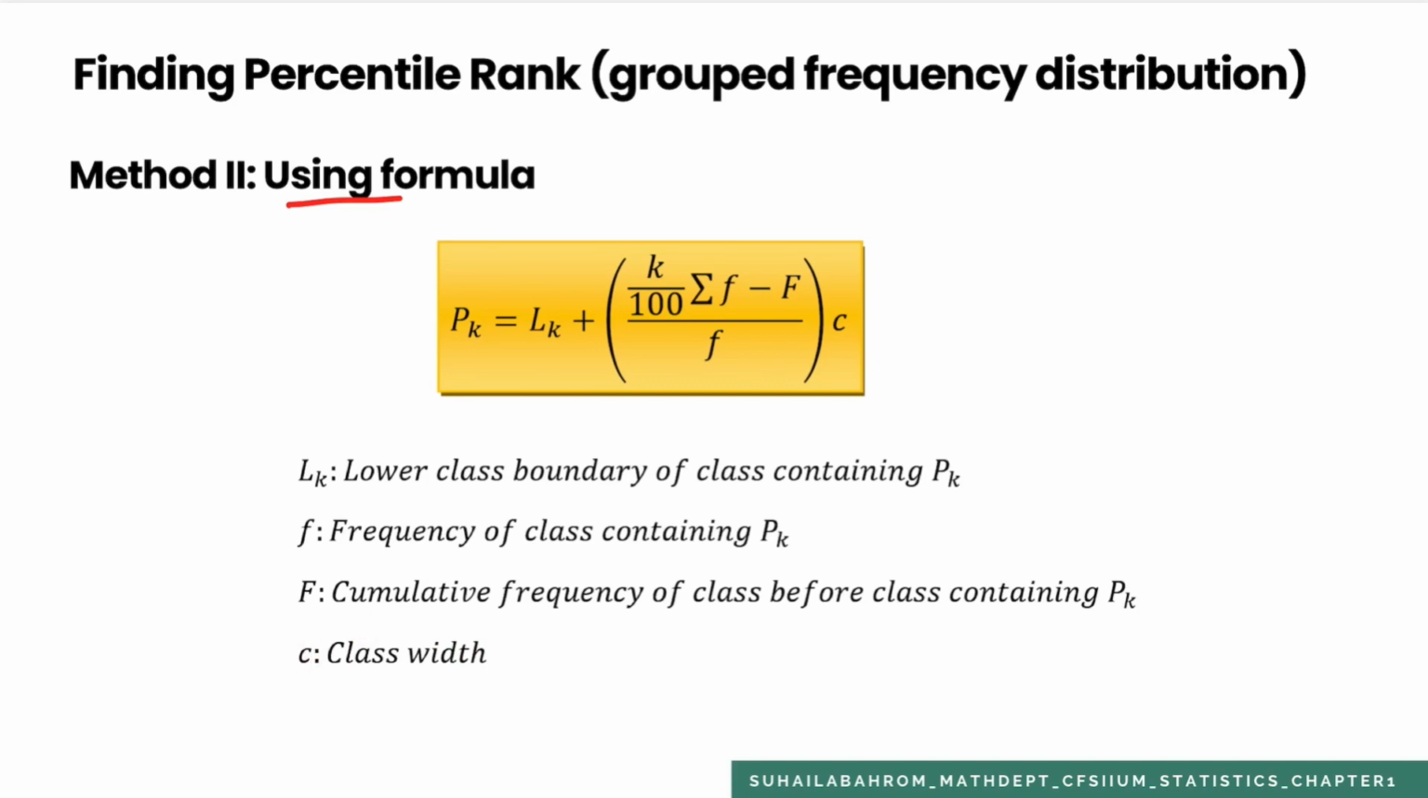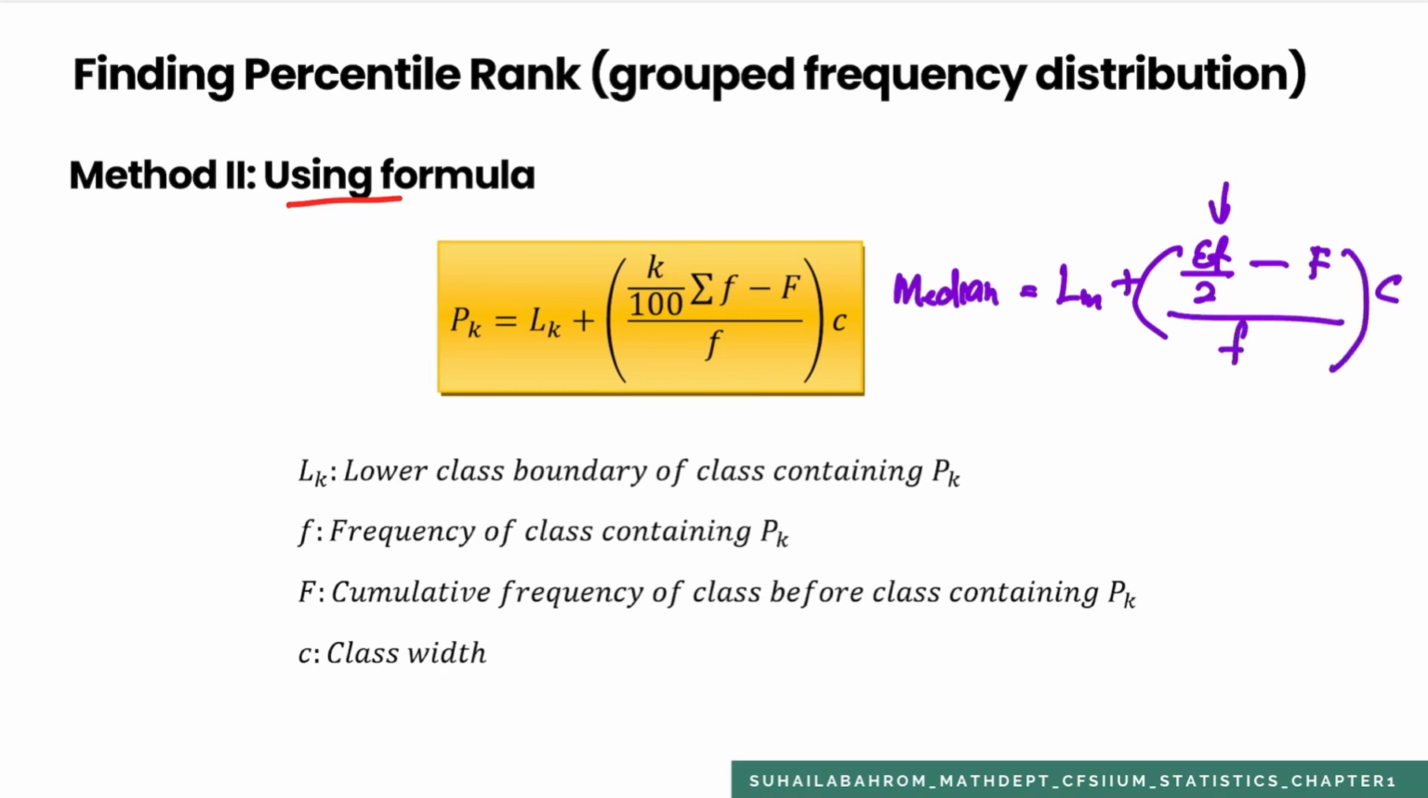So if you still remember the formula to find the median of the grouped frequency distribution, it is equivalent to Lm plus the summation of F divided by 2, because this refers to the location of the median, minus the capital F, cumulative frequency before the median class, over the frequency of the median class, times C. This formula will not be given during your test, quiz or examination, but the formula of the median is given.